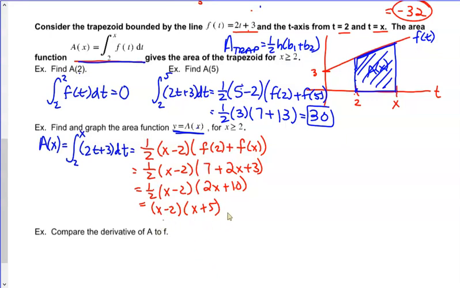Now, this is just algebra. We can FOIL this and get x squared in my first term. Outside is plus 5, inside is a minus 2, so I get a plus 3x, and the last term is a minus 10.